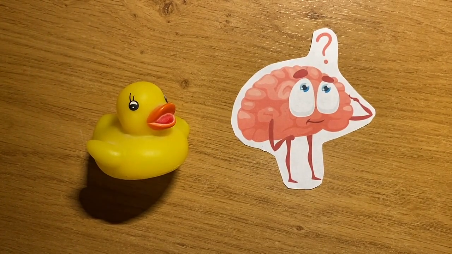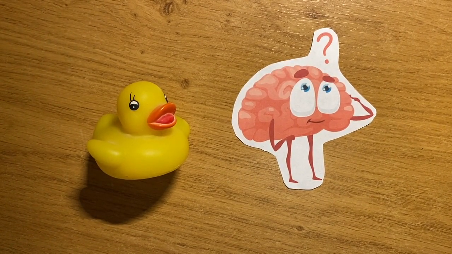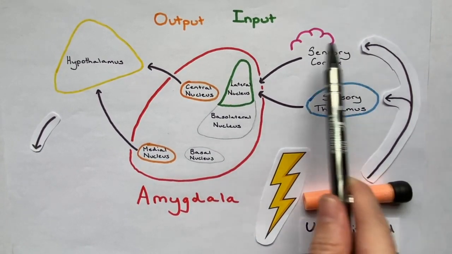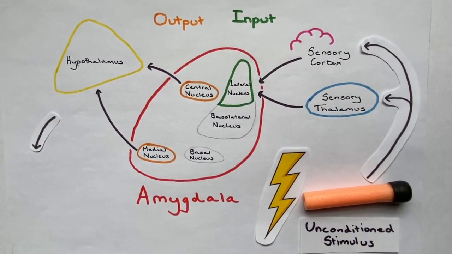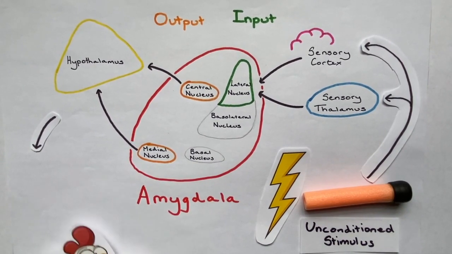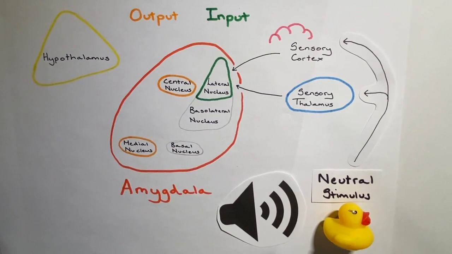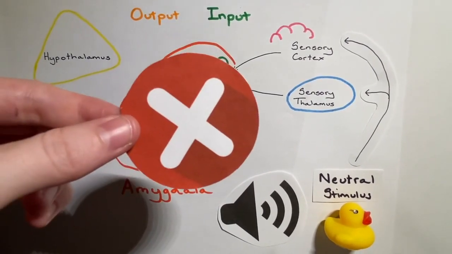in the brain to form this conditioned fear? Let's go back to the amygdala to find out. In the presence of the unconditioned stimulus, signals from sensory areas of the brain are strong enough to activate the amygdala and trigger a fear response. In the presence of a neutral stimulus, the signals from sensory areas of the brain are not strong enough to activate the amygdala, therefore produce no fear response.